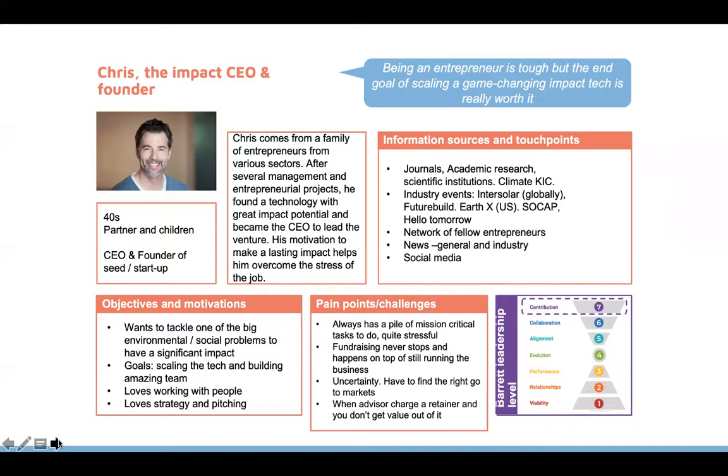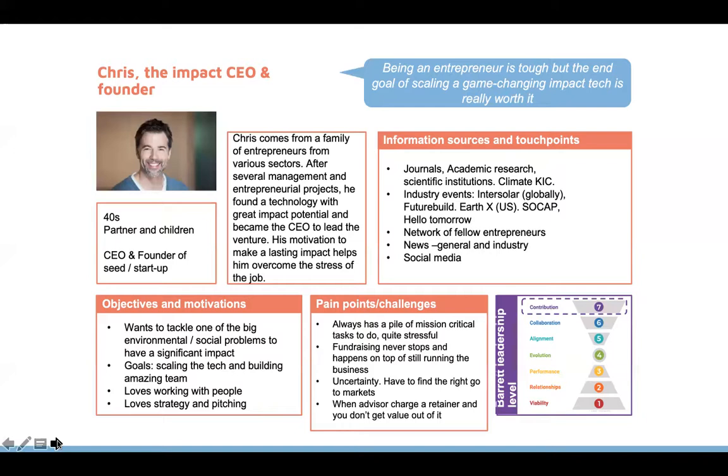His objectives and motivations are really to tackle one of the big environmental or social problems we can see in the world and have a huge impact. So he wants to scale the tech and build amazing teams. He loves working with his team, and he also loves strategy and pitching to investors. His challenges are always around time management and prioritizing, going through his massive to-do list.